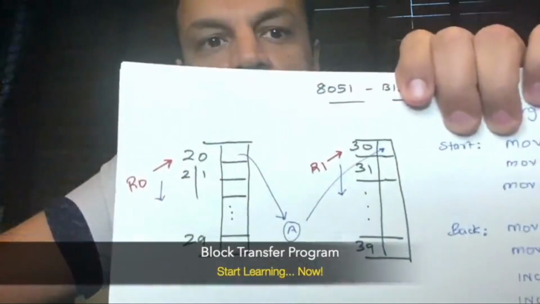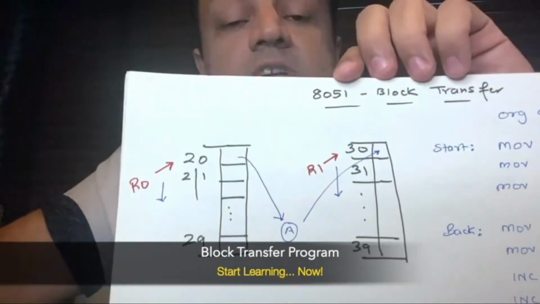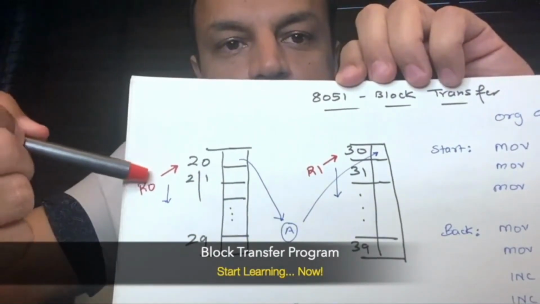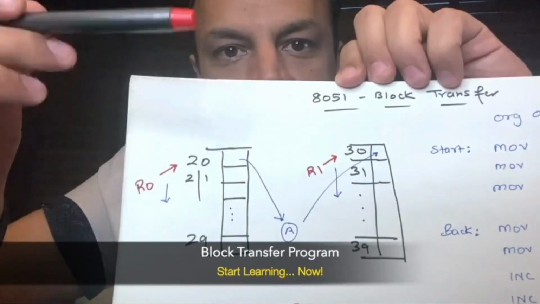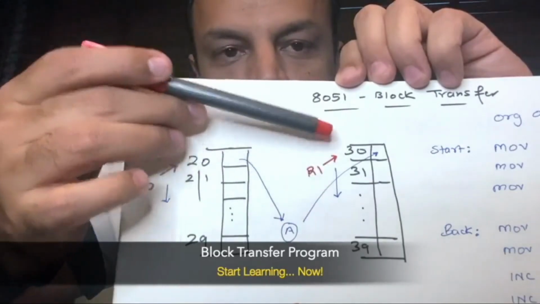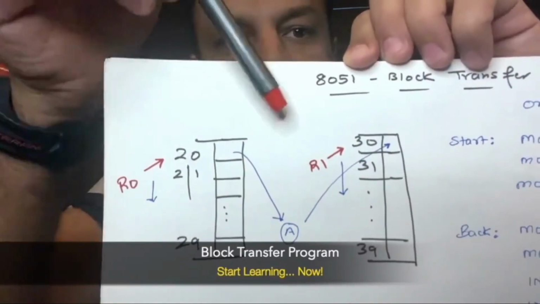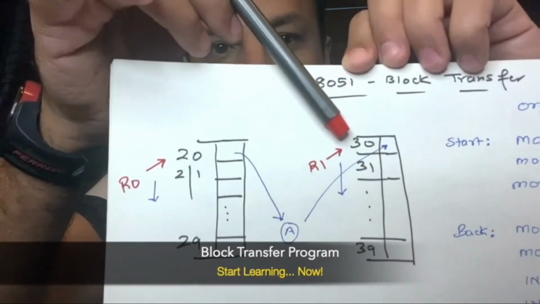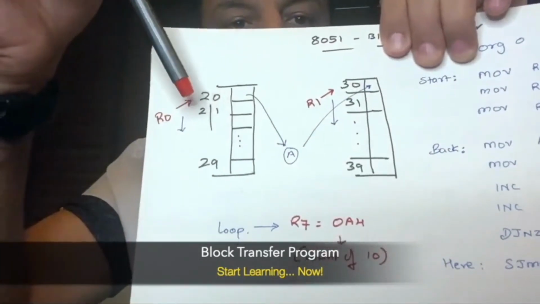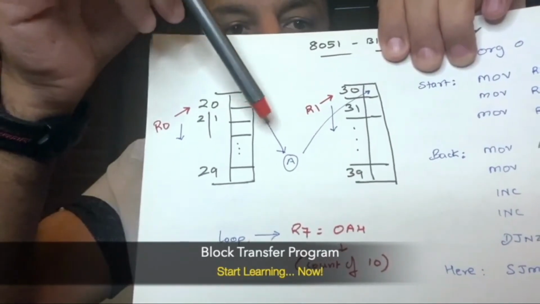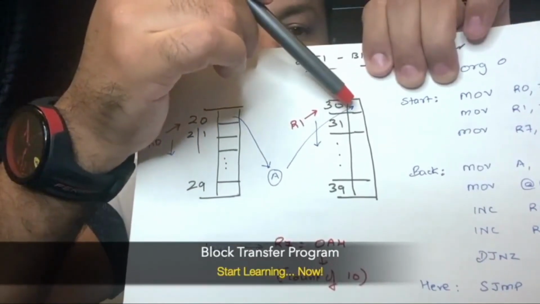Are you clear? Now, since we're going to use indirect addressing mode, since we're going to make a loop, we will use 2 pointer registers, R0 and R1. R0 will point to the source, R1 will point to the destination. So I will initialize R0 with the value 20, initialize R1 with the value 30, initialize R7 with the value 10. Take the data pointed by R0 into a register like A. Store A at the location pointed by R1.